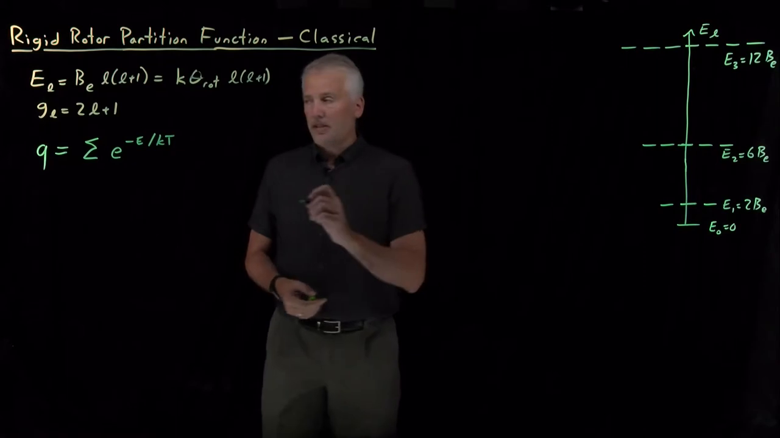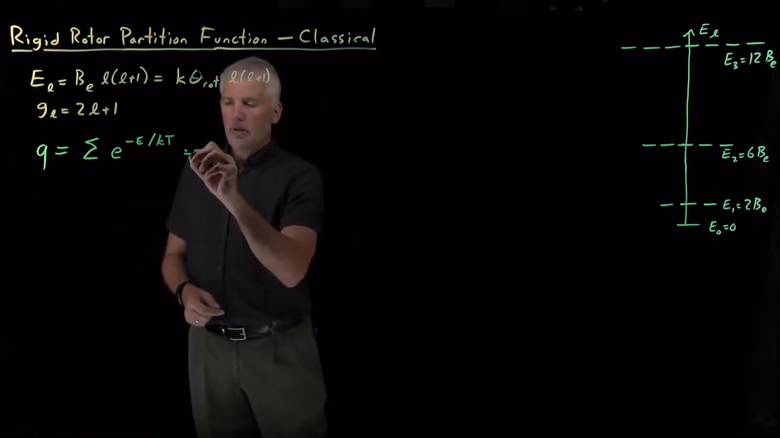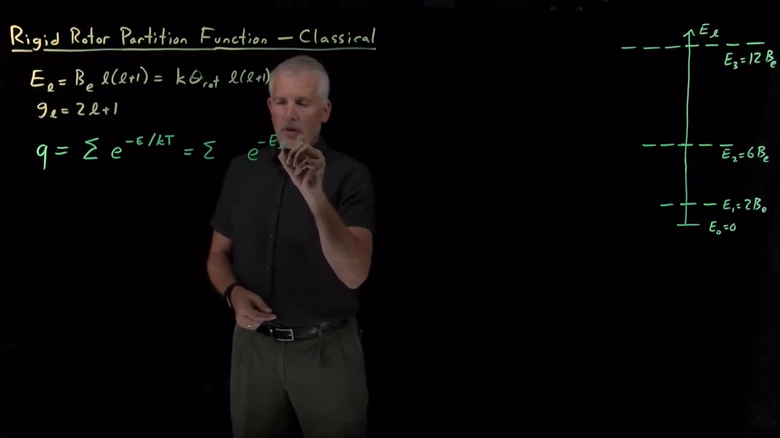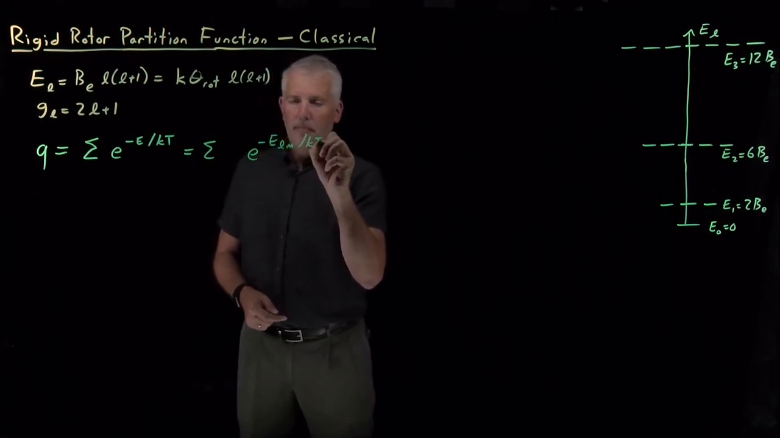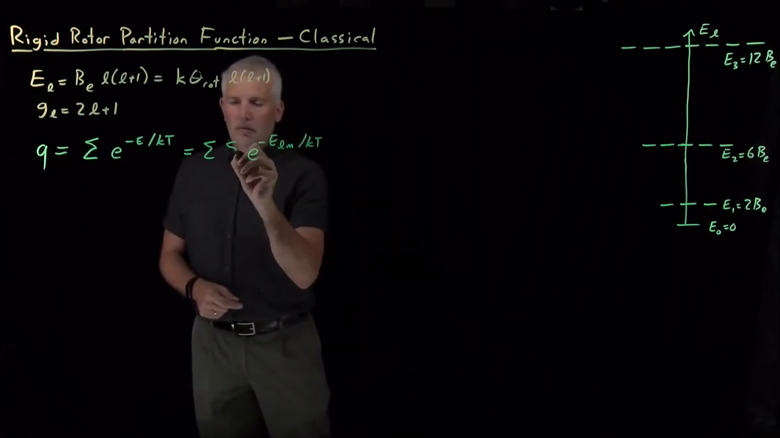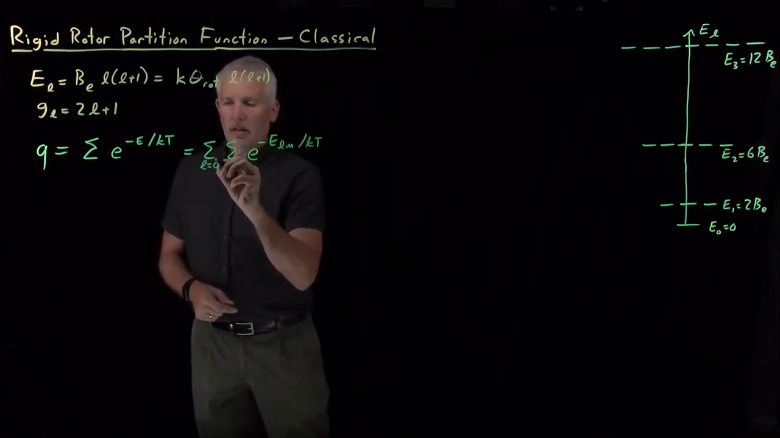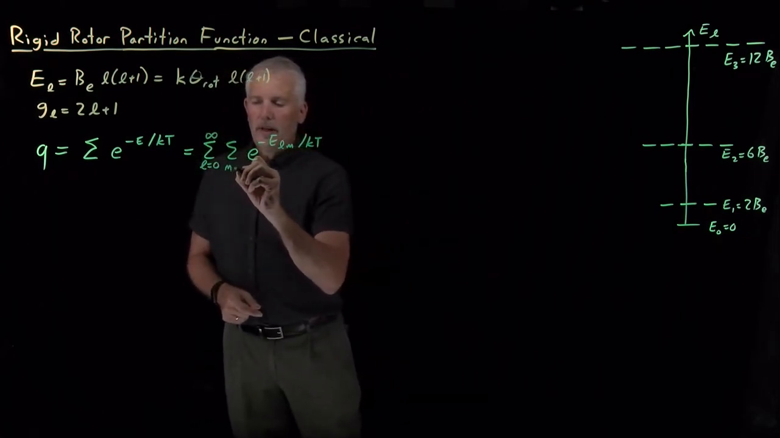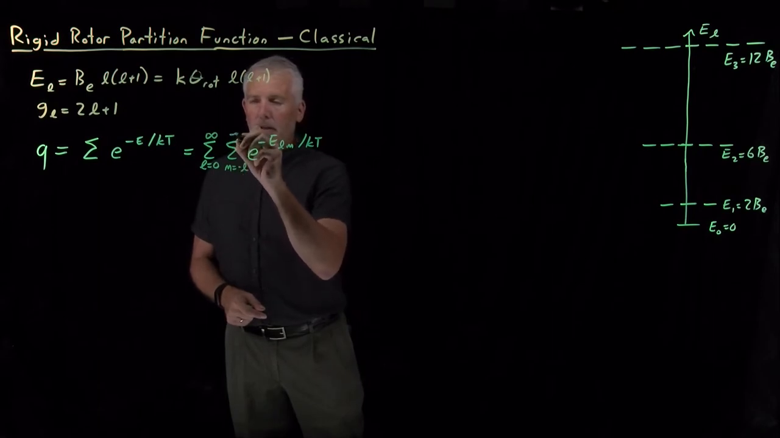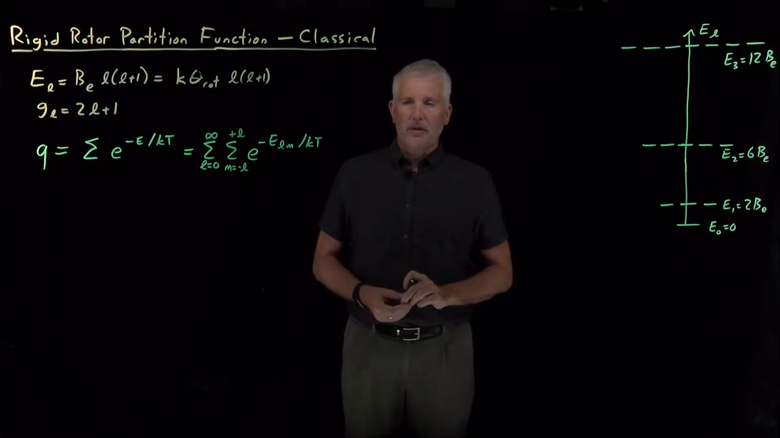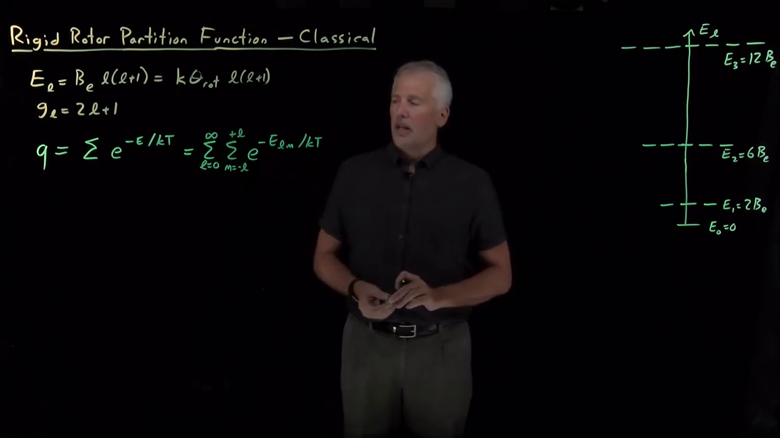So in our case, the states are all the possible, so the energies of all the possible states of the system. That's every possible pair of quantum numbers, L and M. So I need to sum over not only all values of L, L can go from 0 to infinity, but also all values of M, and M can go from negative L to positive L. So that's the work we have to do in order to calculate the partition function. Sum up all those Boltzmann factors.